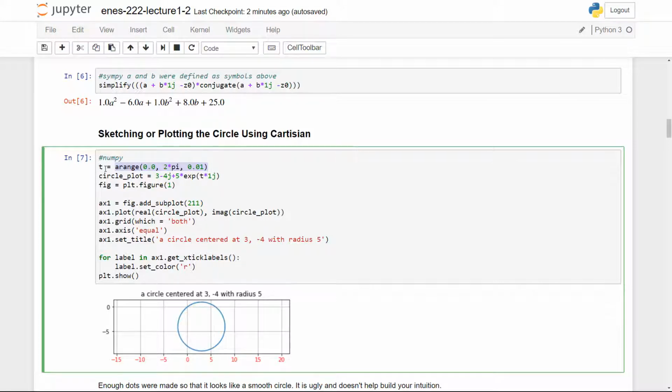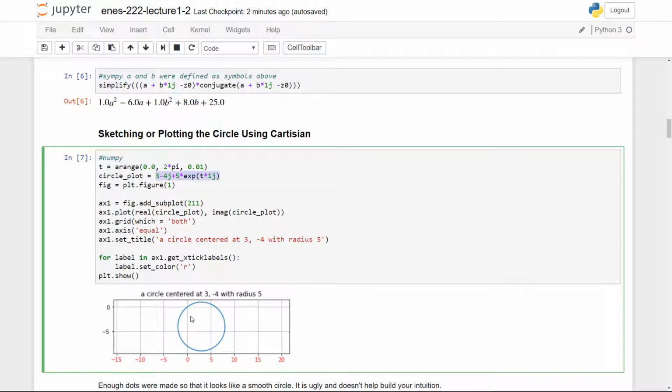So this is the t-axis, which is this red axis here. And circle plot is the y-axis right here. This is all rectangular thinking. But you can see here I did not create the y-axis by using this equation. I did it using polar circular thinking.